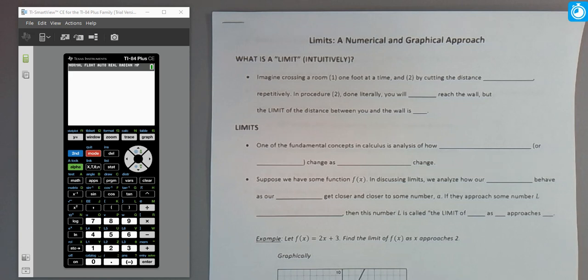So let's start by defining a limit. We are going to have a formal definition of what the term limit means, but there's also a more intuitive way to think about what the term limit means, and I want to look at that first. So let's think via an example.